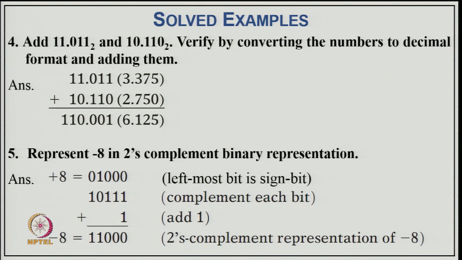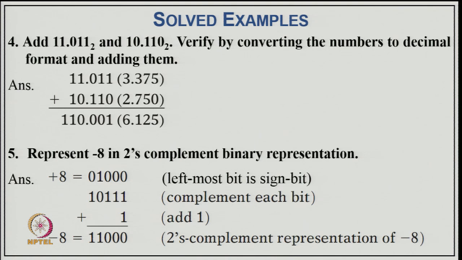Now, add the 11.011 and 1110.11 to verify the conversion to decimal. So, when you convert these you can add them, and you can convert the equivalent, just adding, because adding goes very straightforwardly with binary numbers, there is no problem.